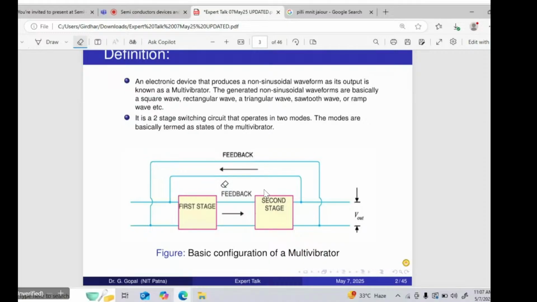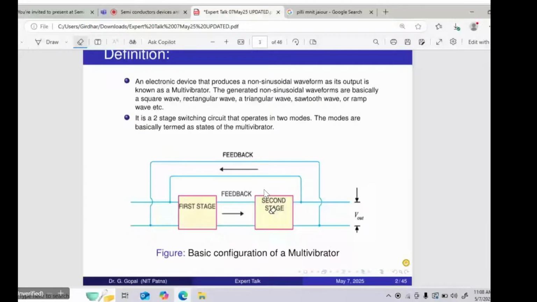Here there are two stages. The circuit operates in two states, and these states are controlled by the circuit components and circuit conditions. For example, when we talk about a transistor, there are two modes in a switching circuit.